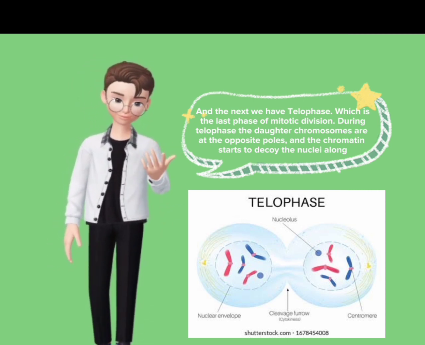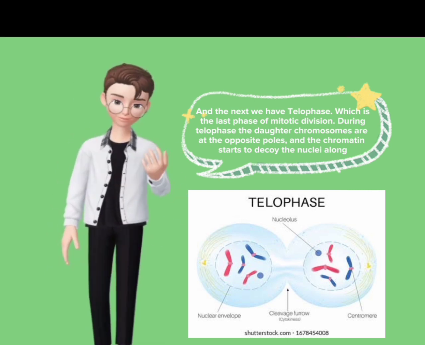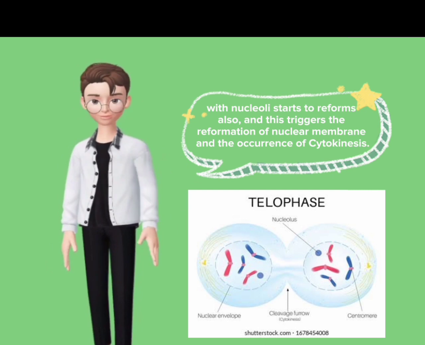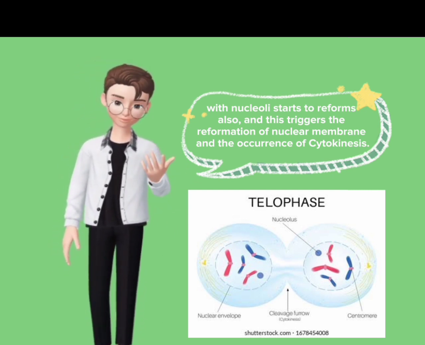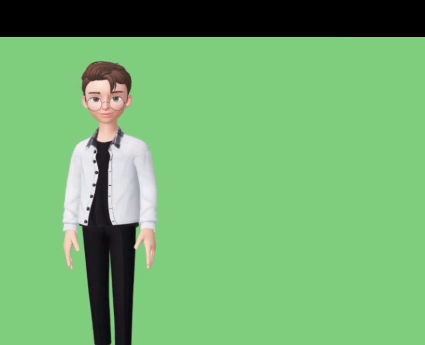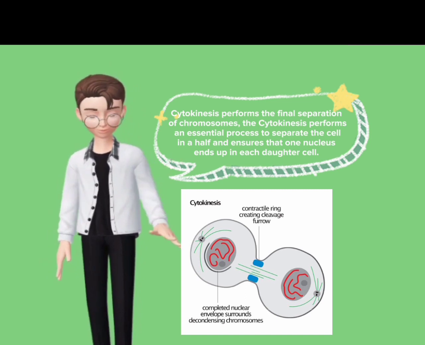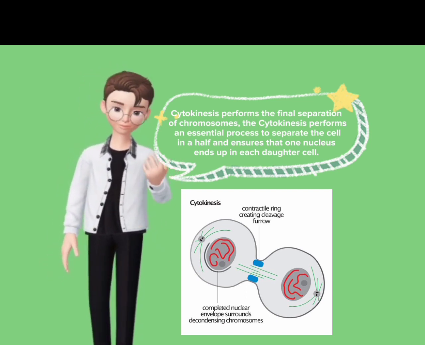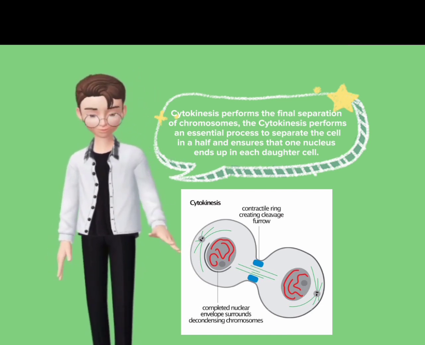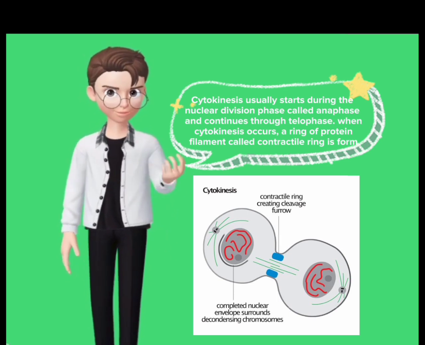During telophase, the daughter chromosomes are at the opposite poles, and the chromatin starts to decondense, with the nucleoli starting to reform as well. This triggers the reformation of the nuclear membrane and the occurrence of cytokinesis. Cytokinesis performs the final separation of the cell. It is an essential process to separate the cell in half and ensures that one nucleus ends up in each daughter cell. Cytokinesis usually starts during the nuclear division phase called anaphase and continues through telophase.